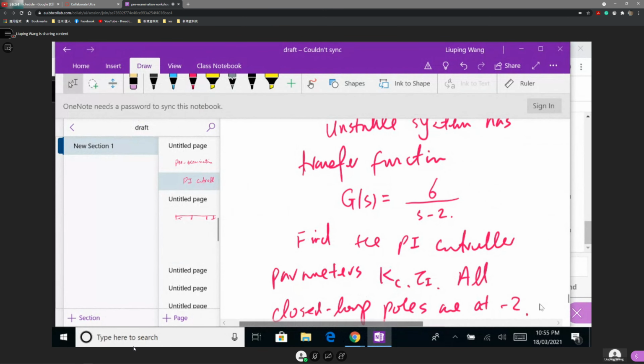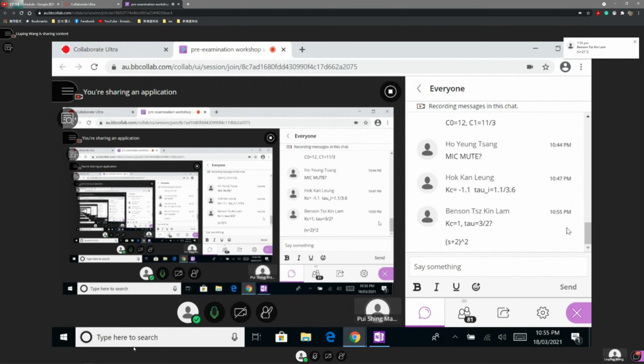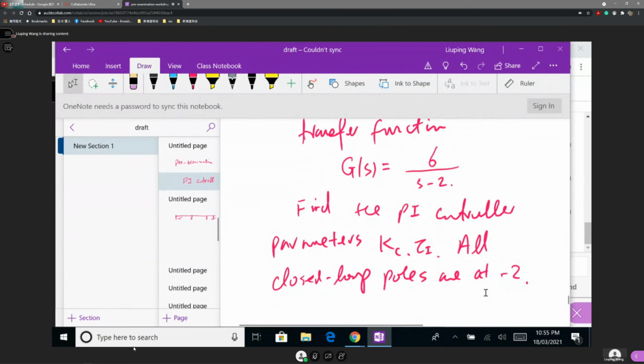Anybody got a result? What about this one? Let's see, Benson said Kc equal to 1, tau I equal to 3 over 2, with (s plus 2) squared. Very good, Benson. Let's see if Benson got it correct.